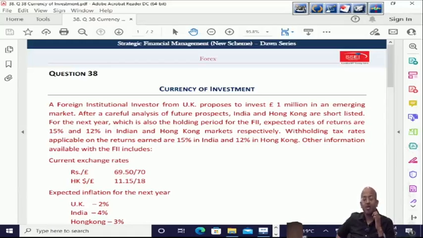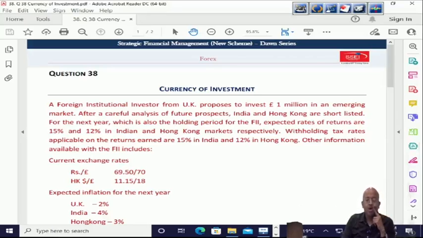Post-tax return in Hong Kong is 12 into 0.88, which is 10.56%. Everybody knows how to do something post-tax. 15 into 0.85 is 12.75%, and 12 into 0.88 is 10.56%. If somebody doesn't know how to do something post-tax, you should better revisit whether you should appear for the examination or not. Current exchange rates are given.